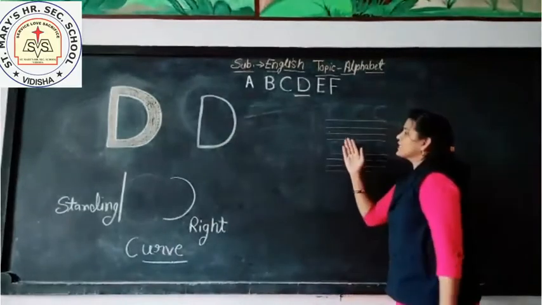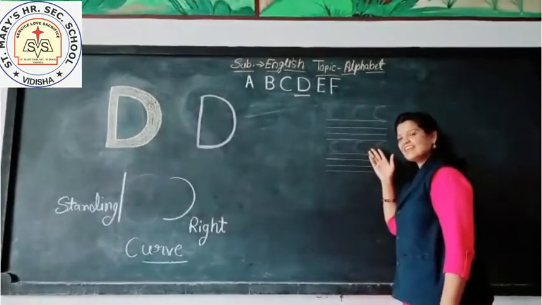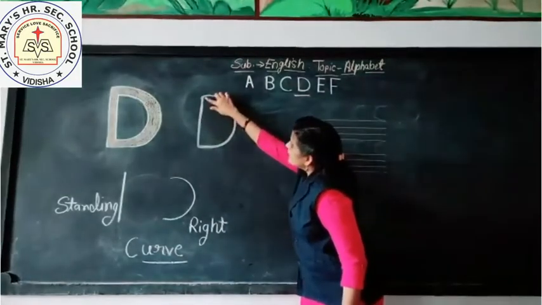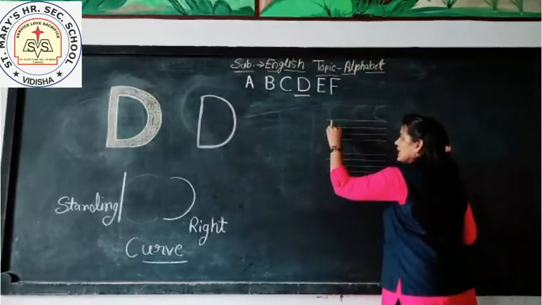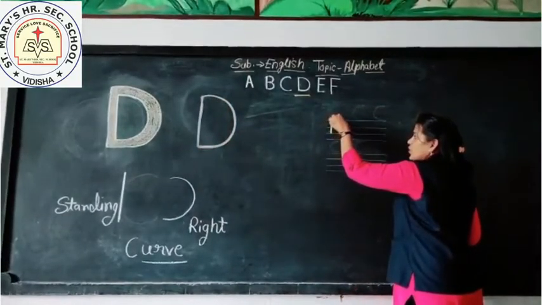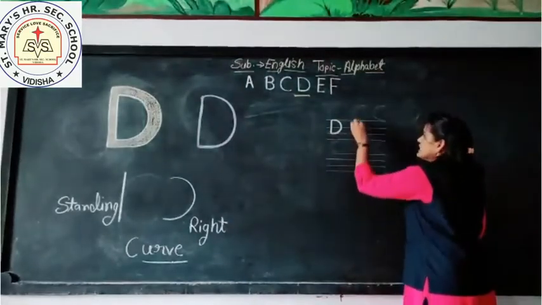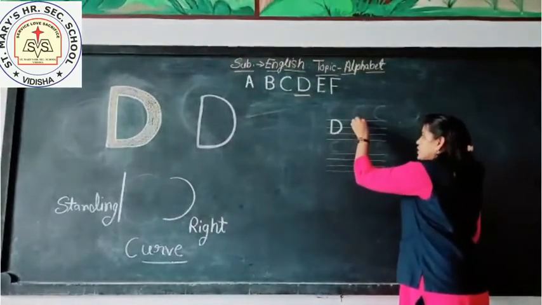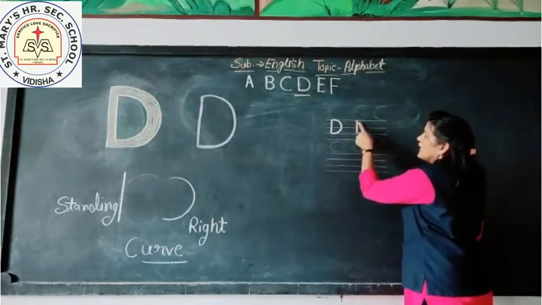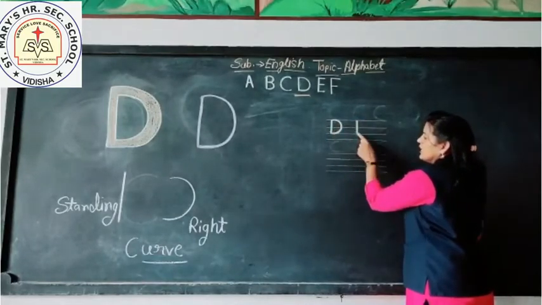Okay, so D is for dog, you know. So here in these lines, we will write letter D. First, here you see carefully, here is one standing line. So we will also draw standing line. Now here right curve up to down. Okay, so here also we will draw right curve. Now this is complete D. Again, standing line up to down, and on top of the standing line we will start our right curve. Okay, and then we will finish till down.